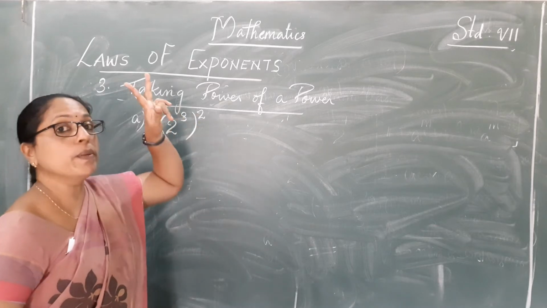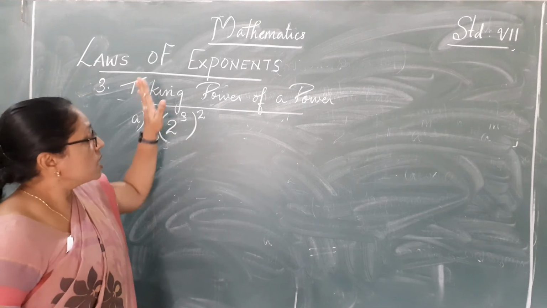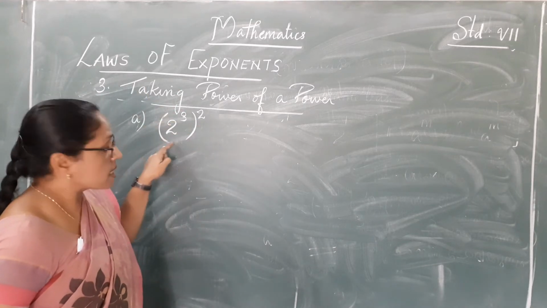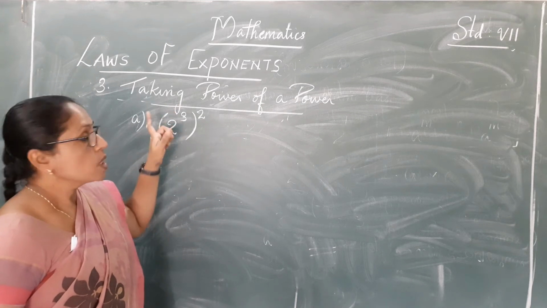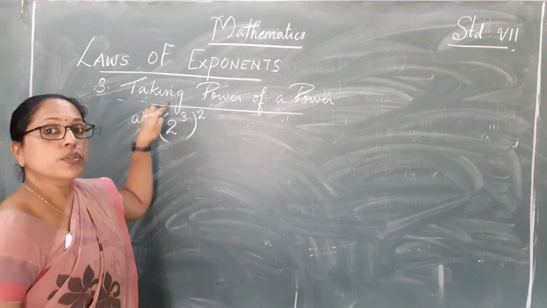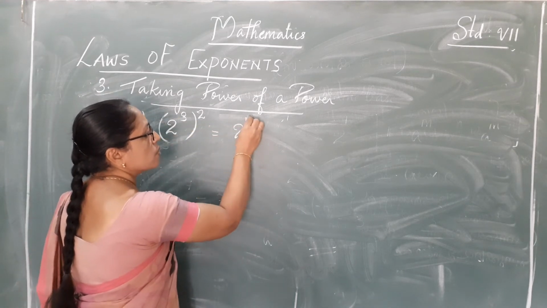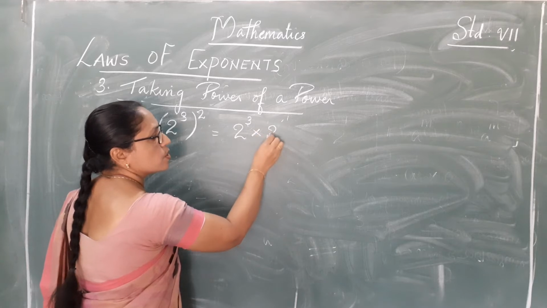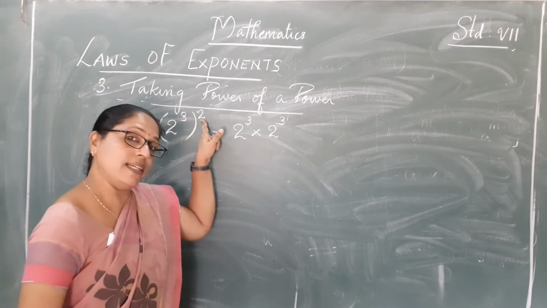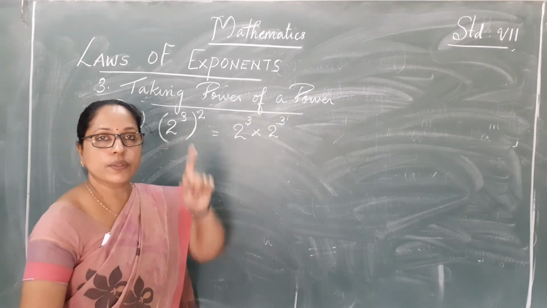So how many powers are there? Yes, 2 powers. Now, just focus on the power outside, and this is the base, 2 raised to 3. So what is the meaning of this? Multiplying 2 raised to 3, 2 times. So we will write 2 raised to 3 into 2 raised to 3. That is the meaning of the power coming outside.